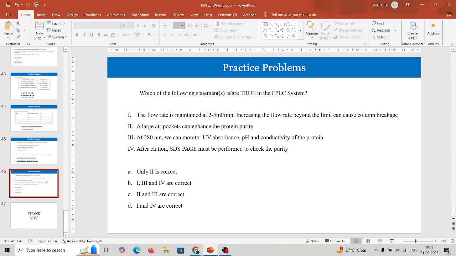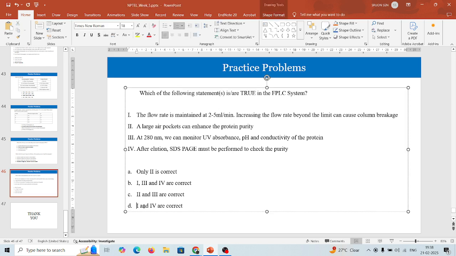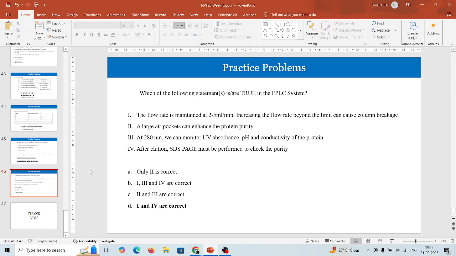So the flow rate is maintained at 2 to 5 ml per minute. Increasing the flow rate beyond the limit can cause column breakage. So that is right. Large air pockets can enhance the protein purity. That does not seem to be correct. At 280 we can monitor UV, pH and conductivity. No, that is also not correct. After elution, it needs to be, yeah. So 1 and 4 are correct.